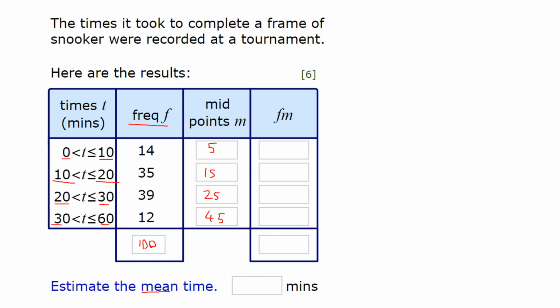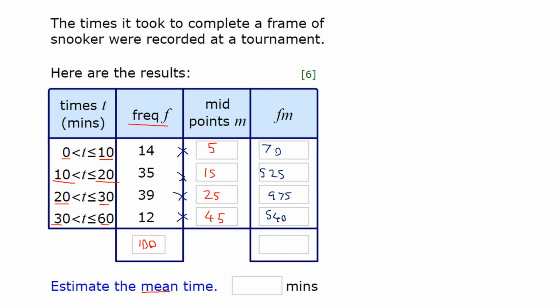Okay. And now it's the same as what we were doing in the last class. We're going to times the frequency by the midpoint. 14 times 5 is 70. 35 times 15 is going to be 525. 39 times 25 is going to be 975. And finally, 12 times 45 is going to be 540.